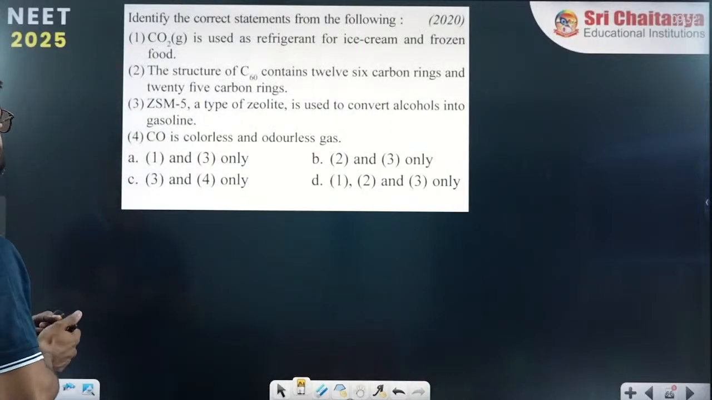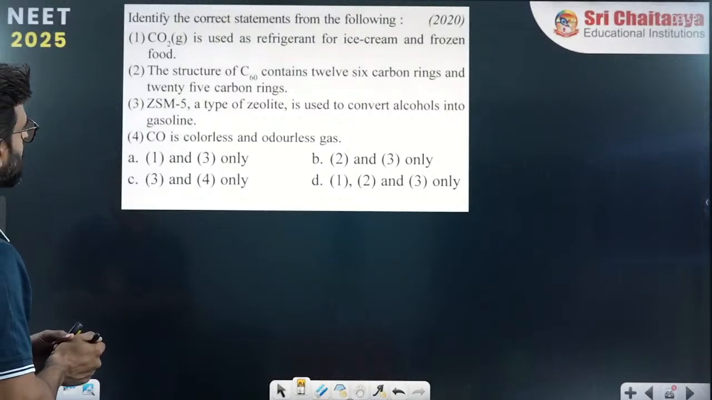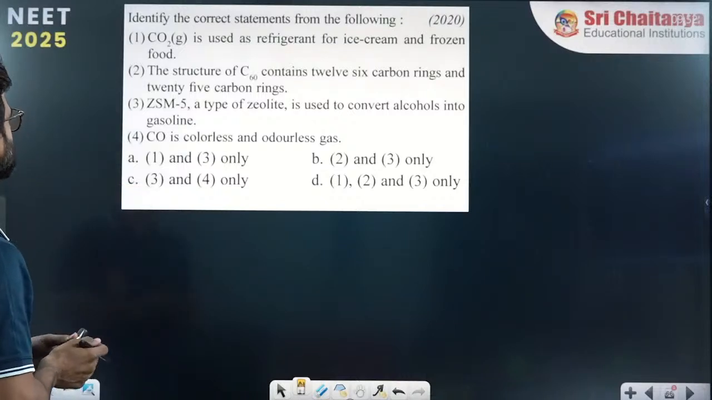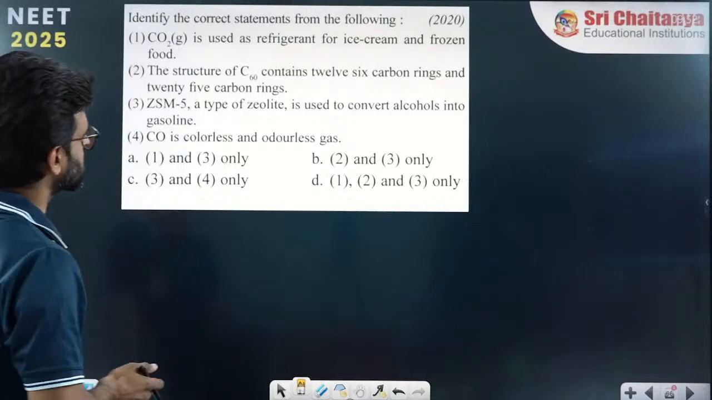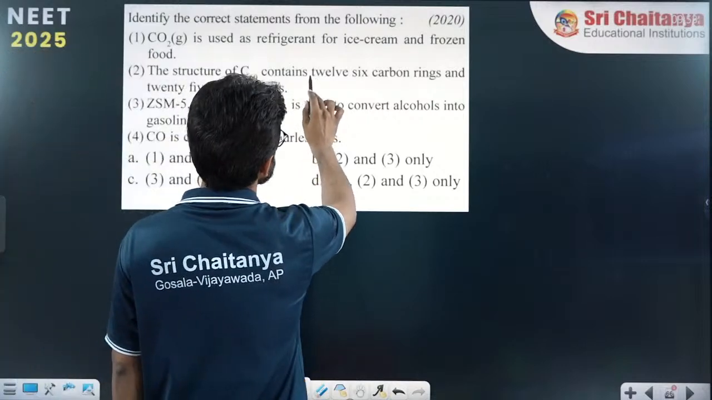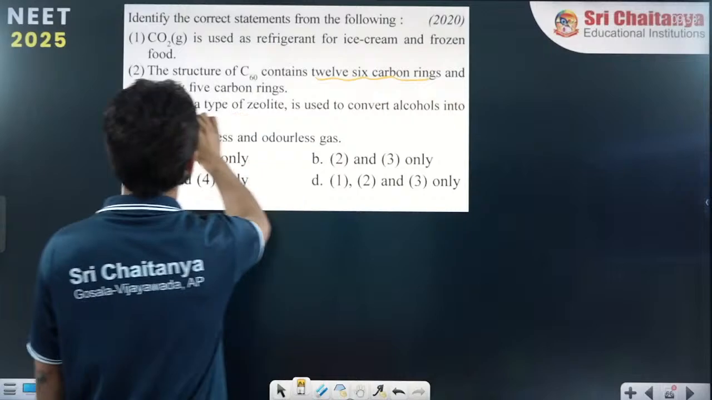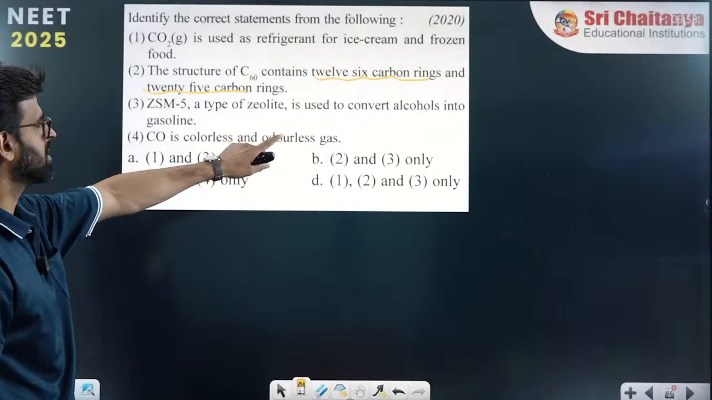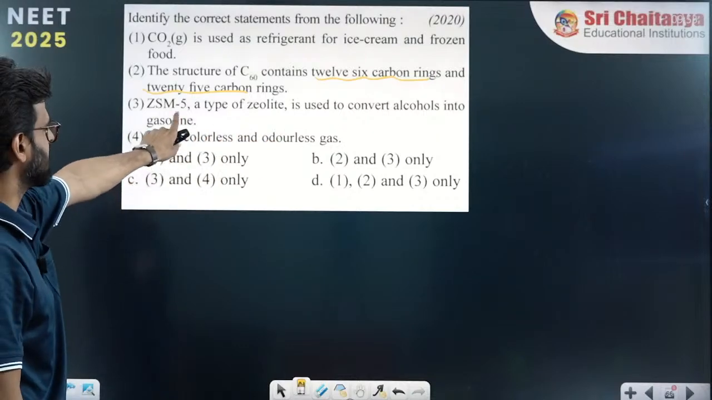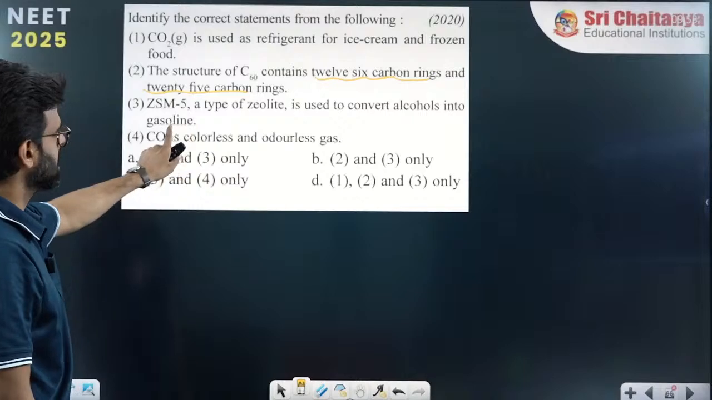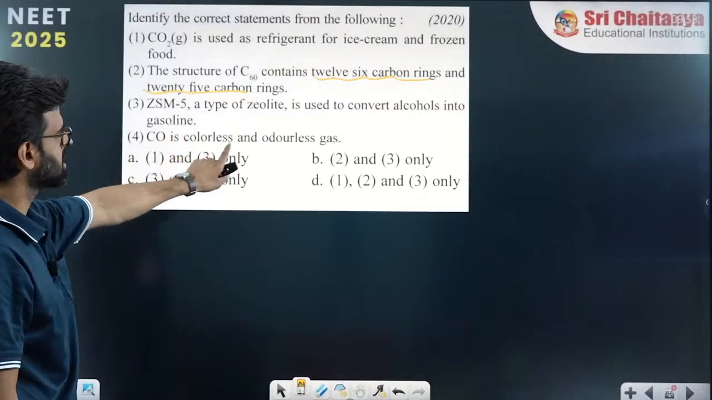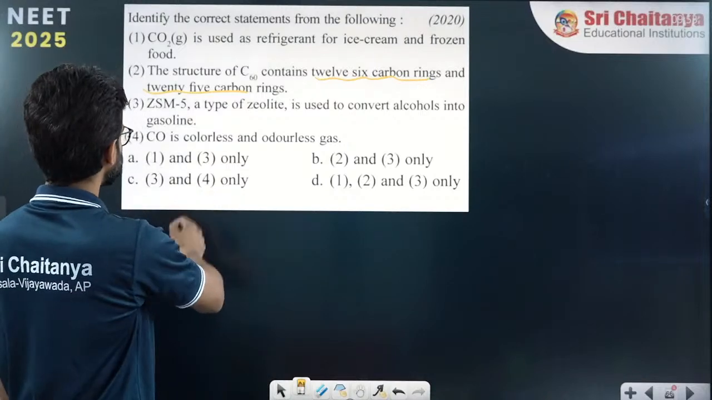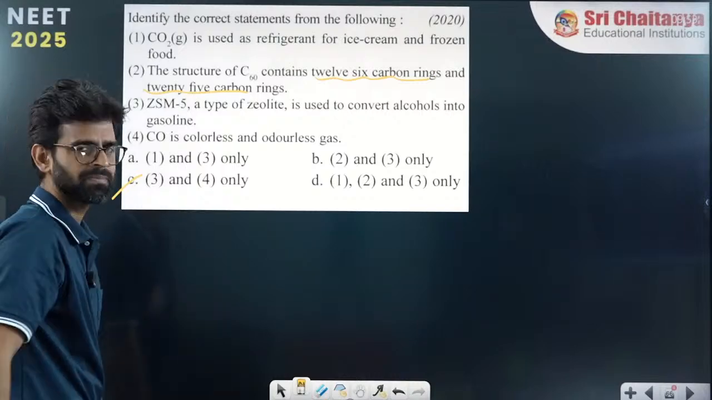Okay, they are saying the correct statement from the following. Fine. CO2 is used as refrigerant. No, we use ammonia mainly. The structure of C60 contains 12 six-carbon rings. No, 12 five-carbon rings and 20 six-member rings. So it is wrong. Zeolite ZSM-5 is a type of zeolite used to convert alcohol into gasoline. Yes, it is a catalyst in converting alcohol into gasoline. And CO is a colorless, odorless gas. Fine, right? So they are asking the correct one. So the third and fourth are the only correct ones, right? Little fact based.